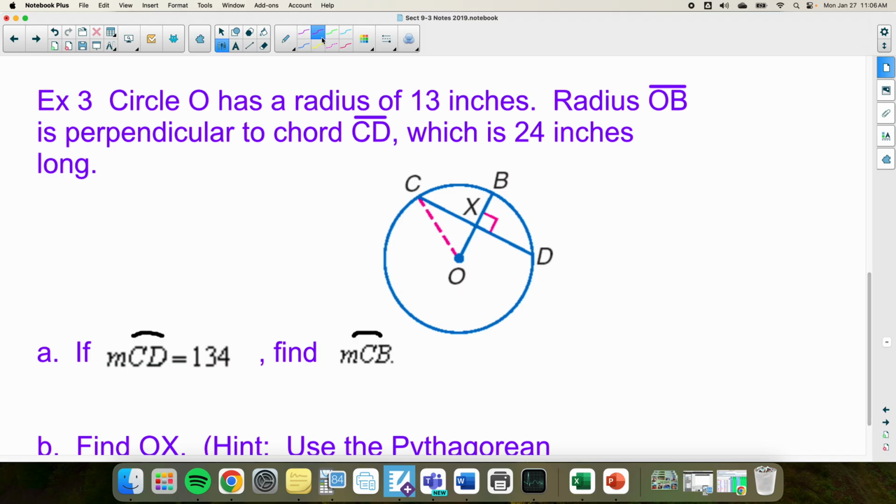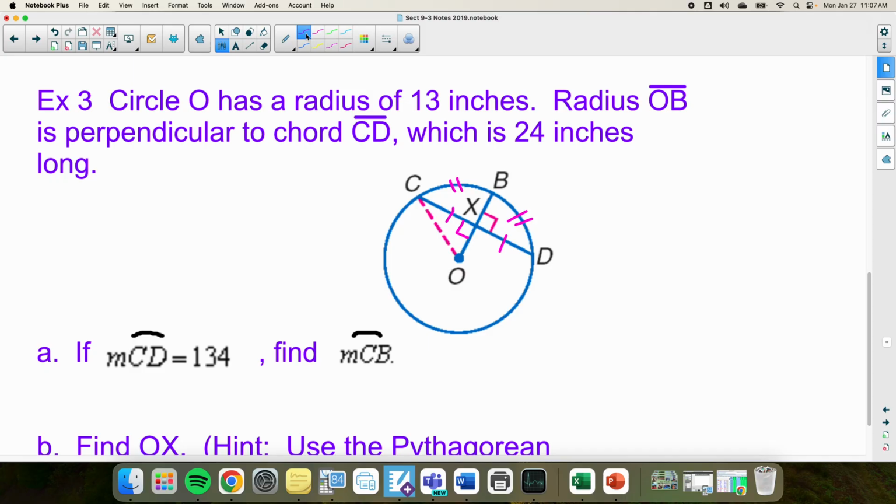So here what I have is a radius, perpendicular. Like you have to realize if it's right there, it's right here too. So that radius is perpendicular to this chord. Remember that means these two pieces are equal as well as those two pieces are equal, okay? Now in this problem, they tell us that we have a radius of 13.